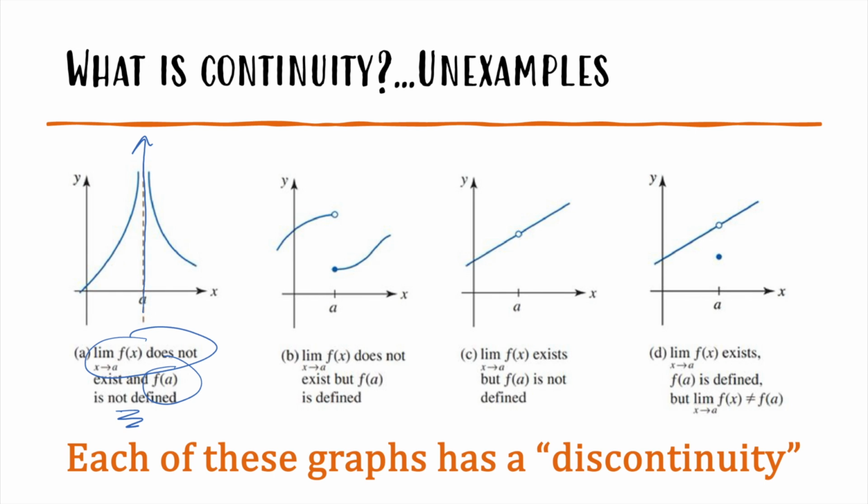B, the limit doesn't exist at a. The graph is going to a different spot. The graph itself exists at a, but the limit doesn't exist at a. So we're out there. Now C, we have a limit that exists at a. The left-hand limit and the right-hand limit agree. They're going to the same spot. However, there's a hole there. f(a) is not defined where the graph is headed. And finally, D, again, the limit exists. Left-hand and right-hand limits agree, but where the graph is defined is not at the limit.